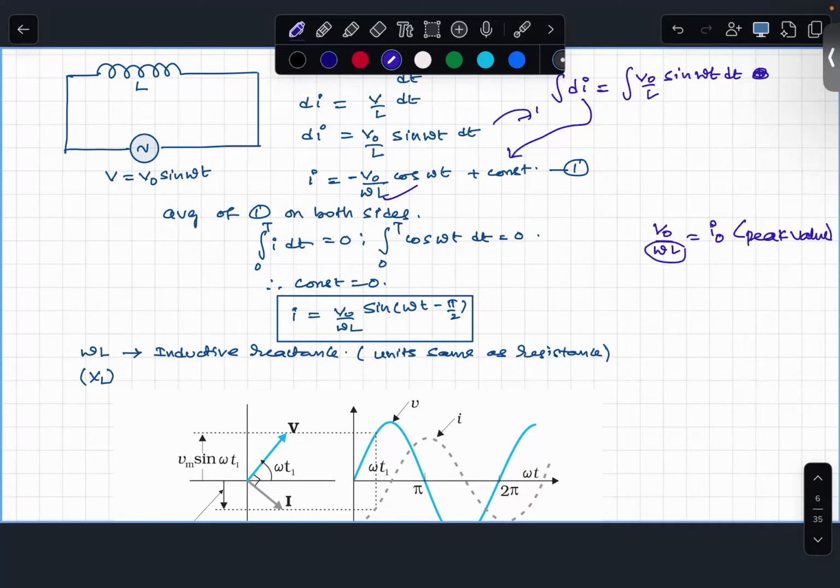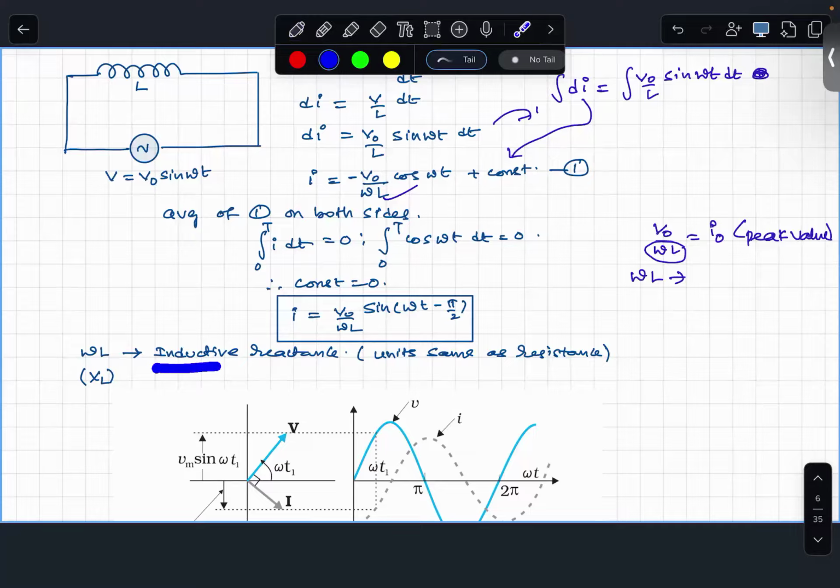And this term, omega L, represents some resistance type term. But I convinced you that there is no resistance in this circuit. I told you very clearly that there is no resistance in this circuit. So therefore, that is something like an opposition to AC current, similar to resistor, but not like resistor. So that requires a new identity. That new identity is inductive reactance. Opposition to AC, but non-ohmic.